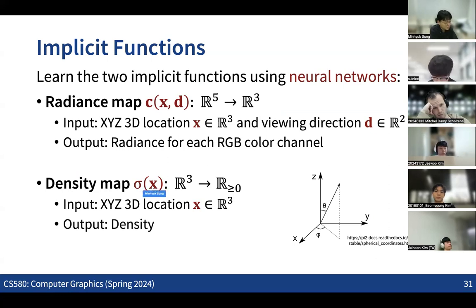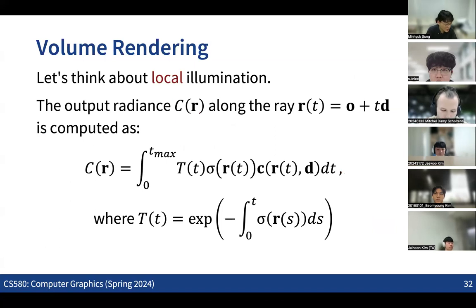So the goal here is training a neural network which gives the radiance map and the density map. And actually, we're going to see that these two maps can be represented with a single neural net. We'll also see the architecture, and how we can do neural rendering. So the main question is, let's assume that we have both the radiance map and the density map in this 3D space. Given these two pieces of information, how are we going to make the rendering equation? For today, we are not going to consider any complicated global illumination, but only the simple local illumination.